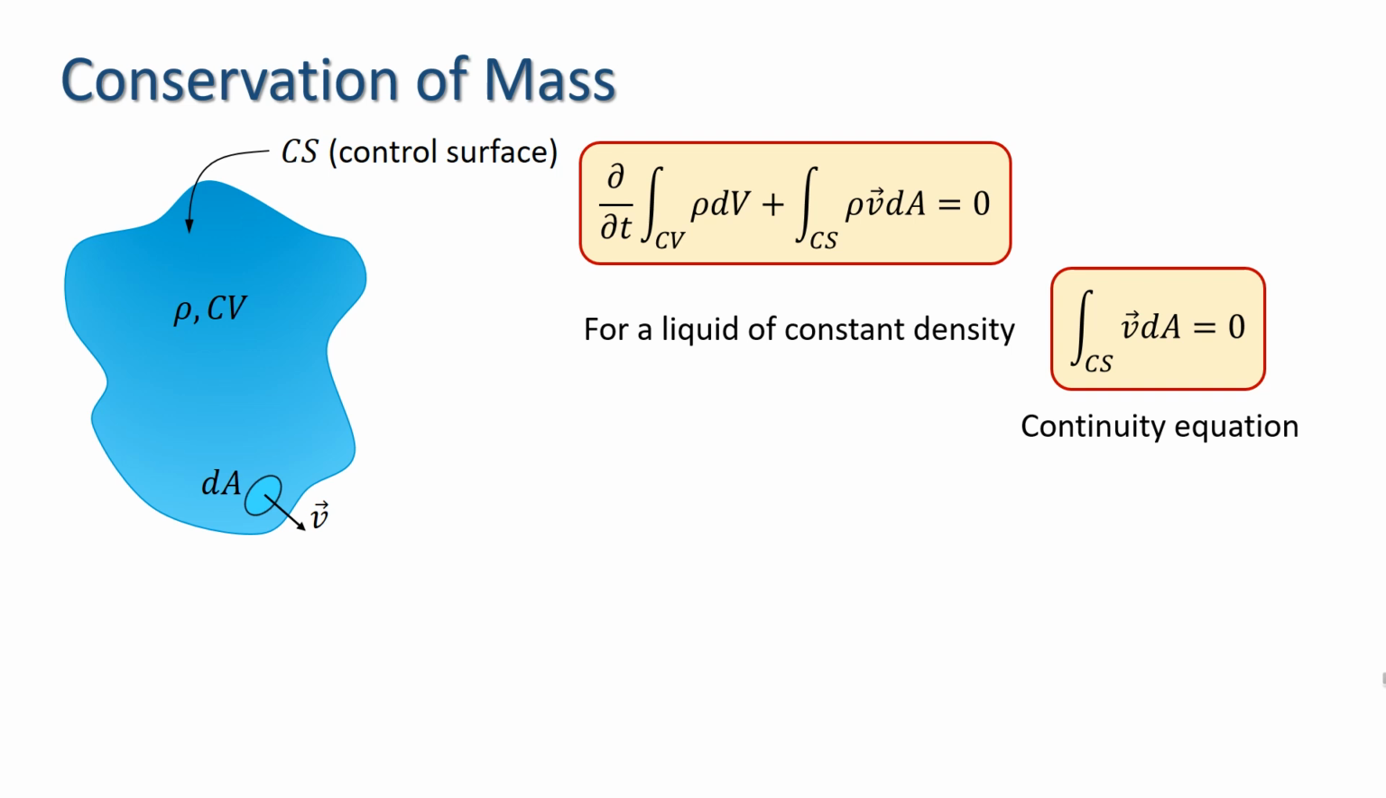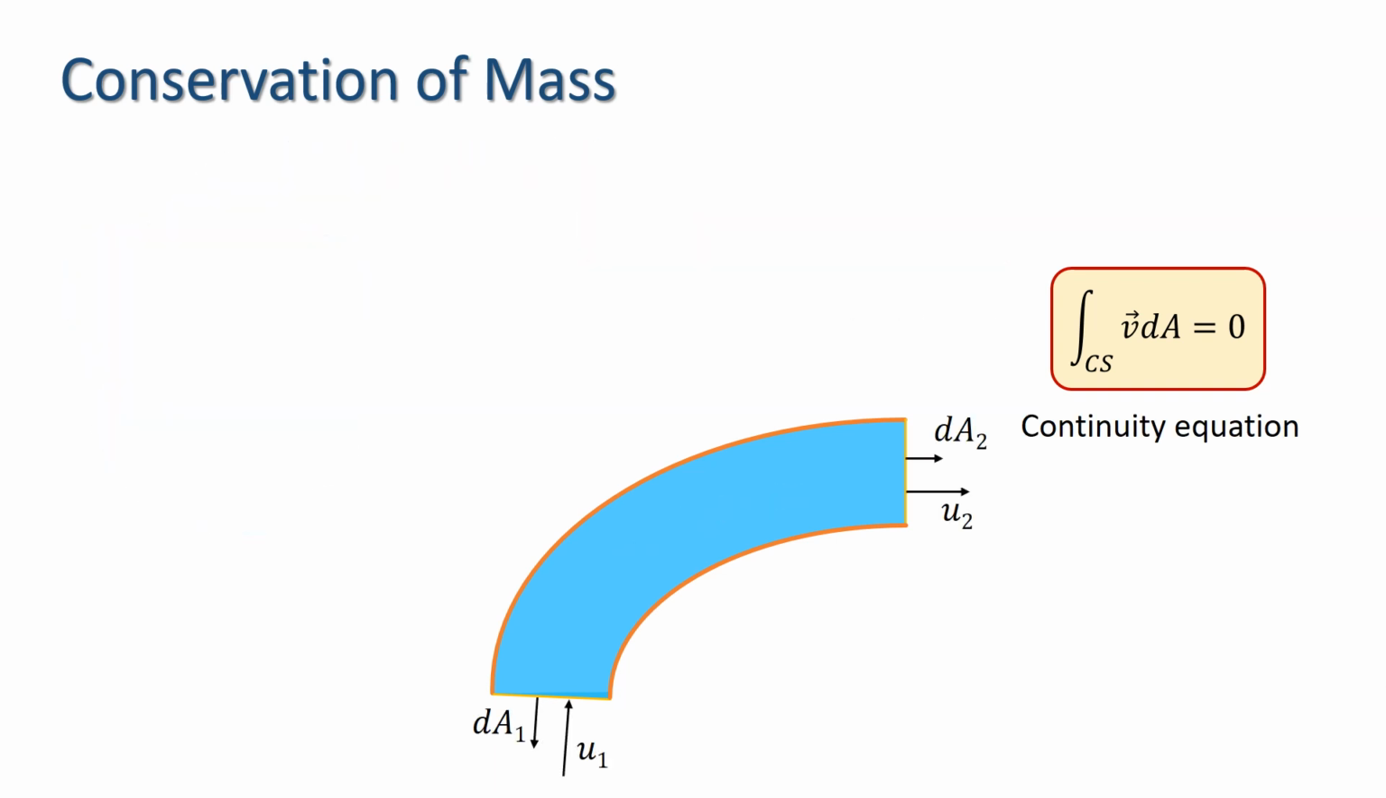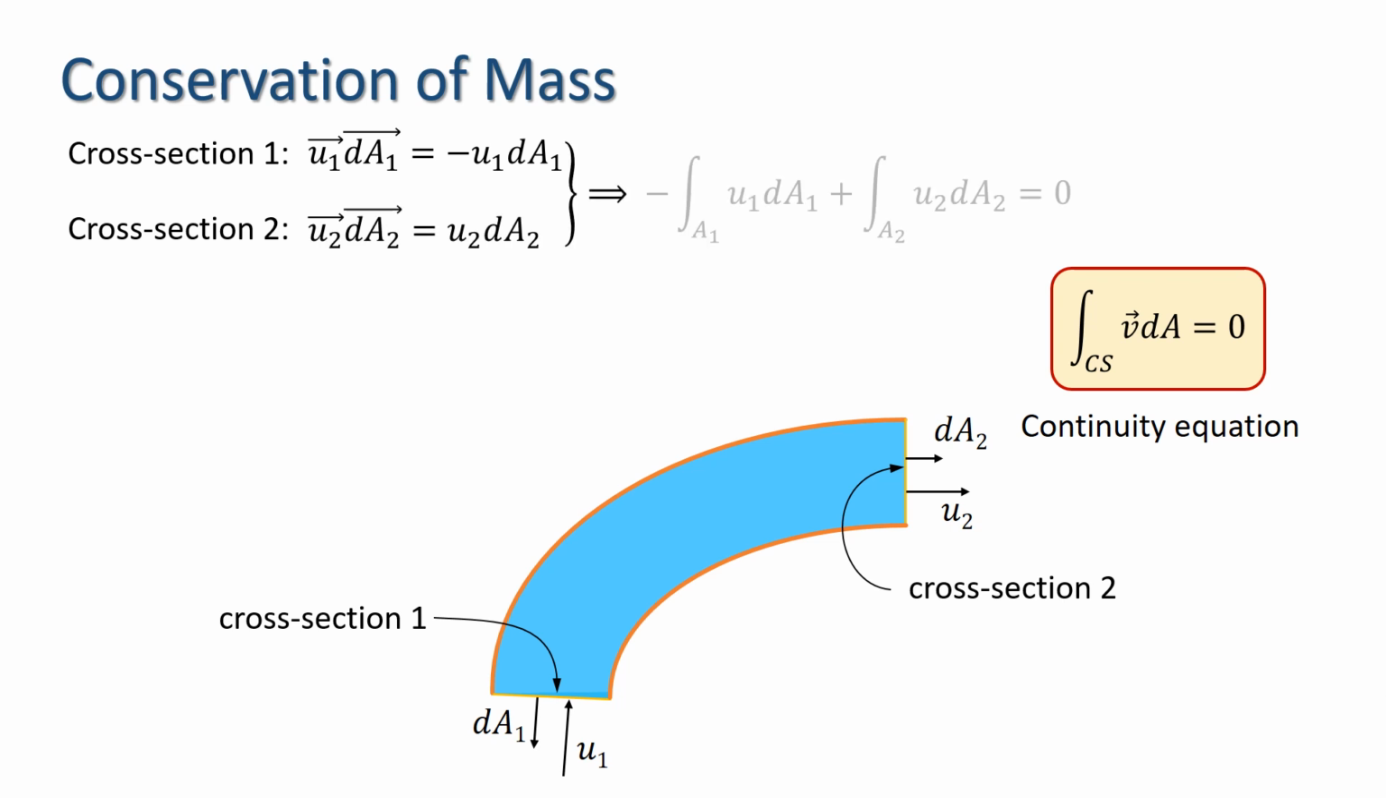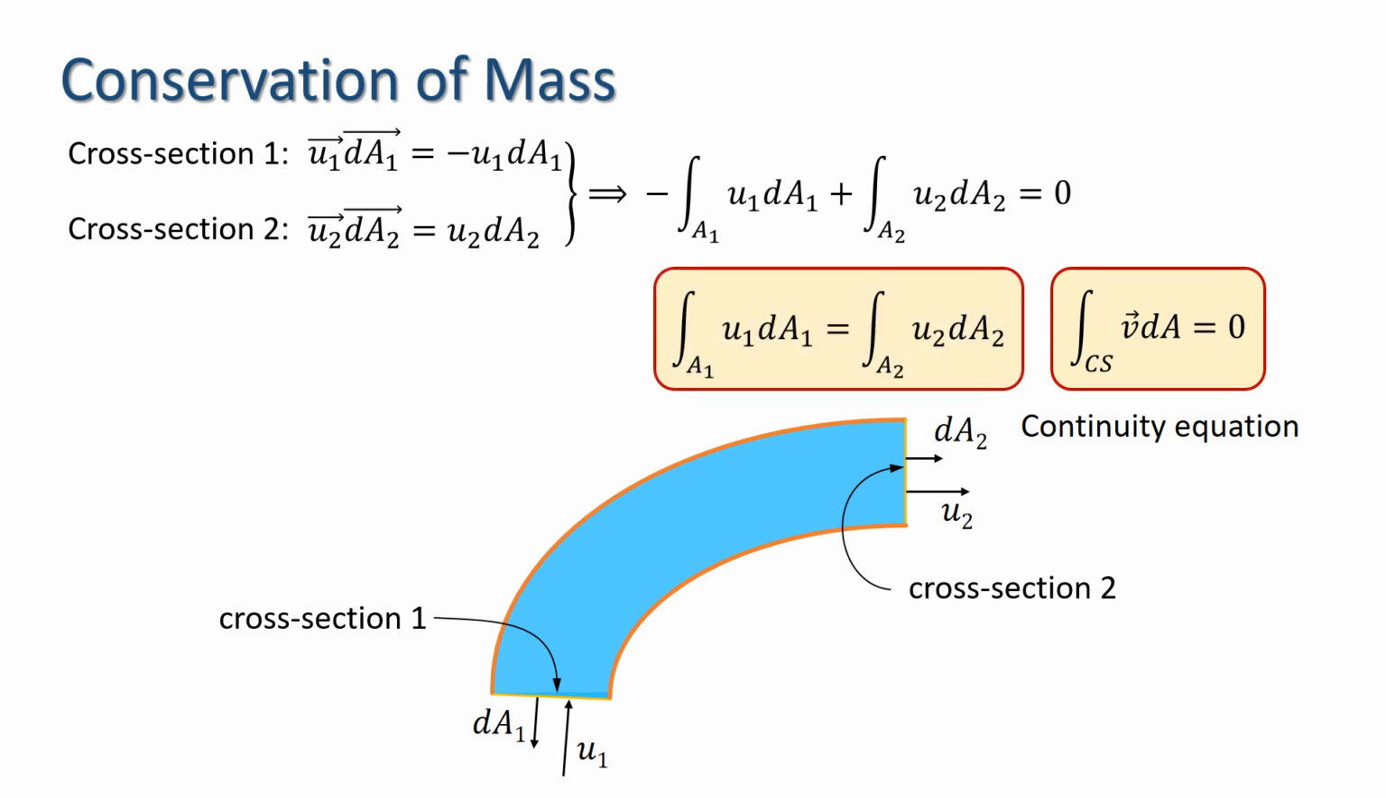Let's consider now a portion of pipe as a control volume. There's no flow through the walls of a pipe, so the only flow is through the cross-sections at either end of our control volume. Let's consider cross-section 1. The outflow will be minus U1 dA1, where the minus sign appears since the flow is going into the pipe at that cross-section. At cross-section 2, the outflow will be U2 dA2. Applying the continuity equation we have, which yields the integral of U1 dA1 equals the integral of U2 dA2.